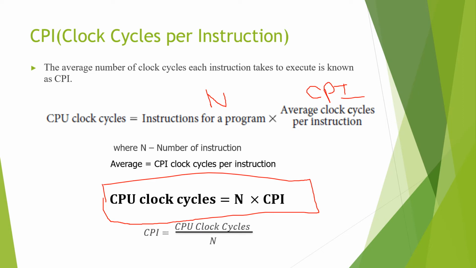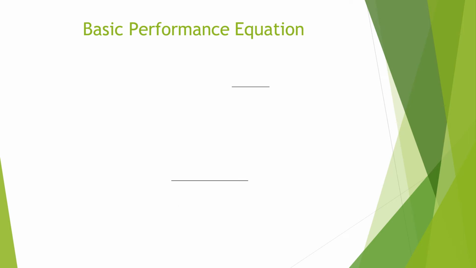This can also be written to calculate CPI: CPI will be equal to CPU clock cycles divided by n. Now we will derive the basic performance equation.